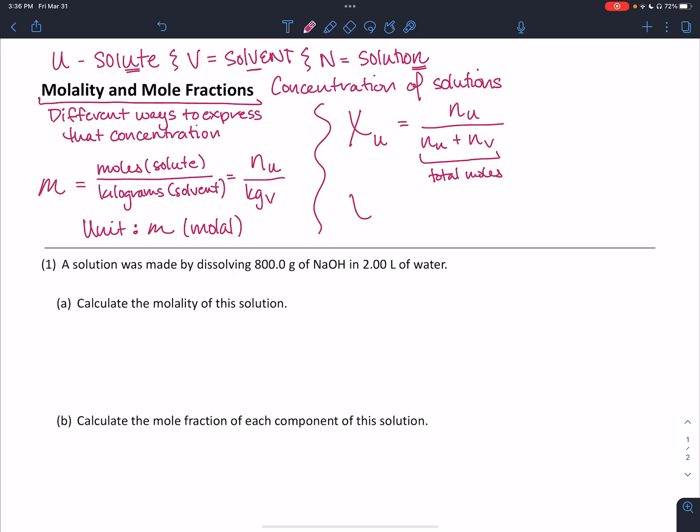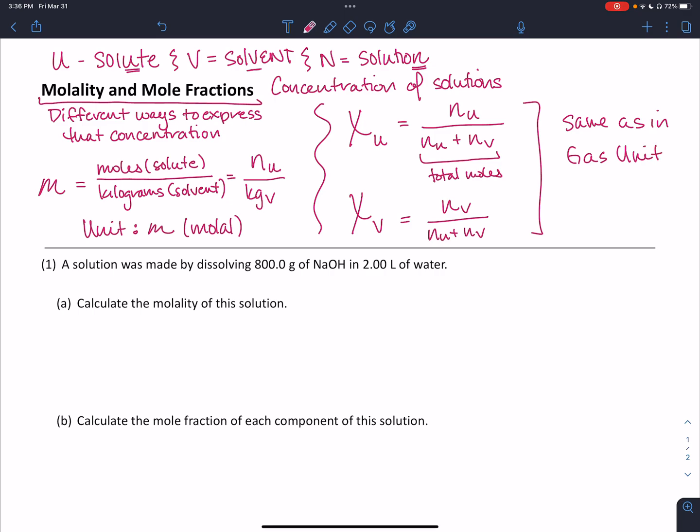We could easily rewrite this from the solvent's perspective, where we'd have the moles of the solvent divided by the moles of the solute plus the moles of the solvent. So again, same as in the gas unit. All right, so let's do a couple calculations.